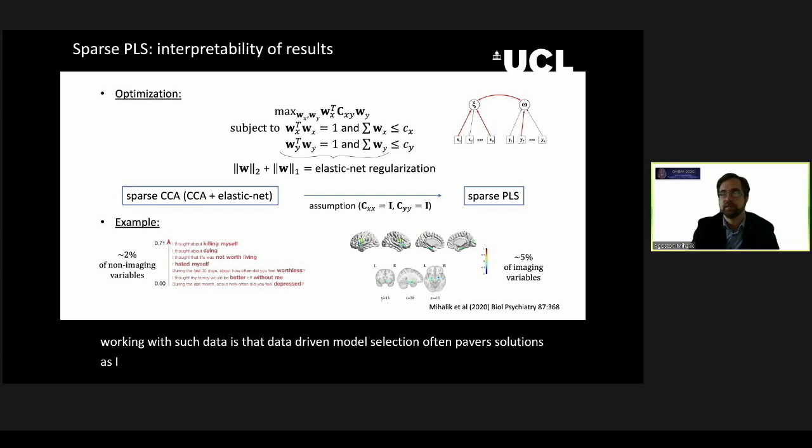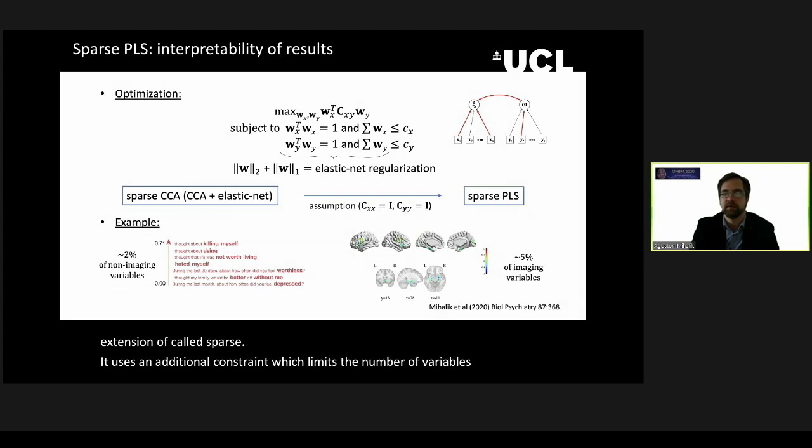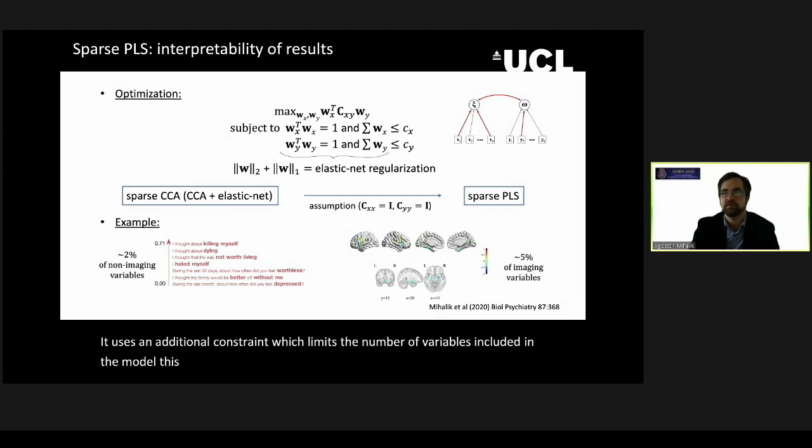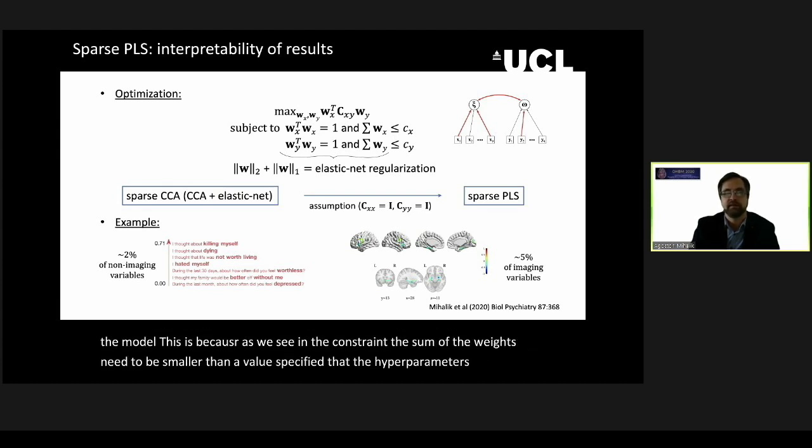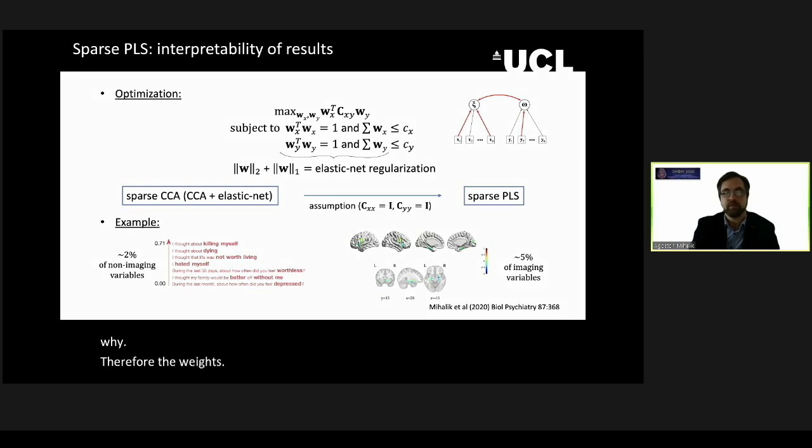In this slide, I will discuss a powerful extension of PLS called sparse PLS. It uses an additional constraint, which limits the number of variables included in the model. This is because, as we see in the constraint, the sum of the weights needs to be smaller than a value specified by the hyperparameters Cx and Cy. Therefore, the weights of irrelevant variables will be set to 0.